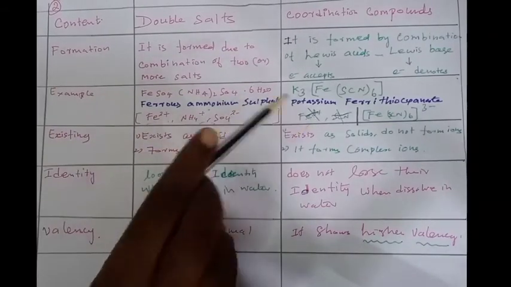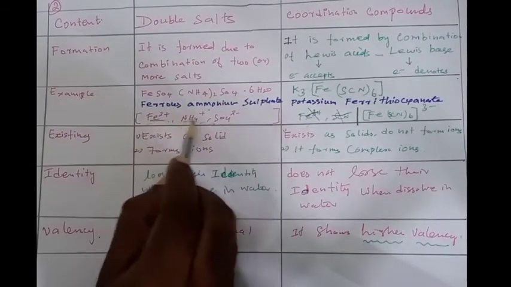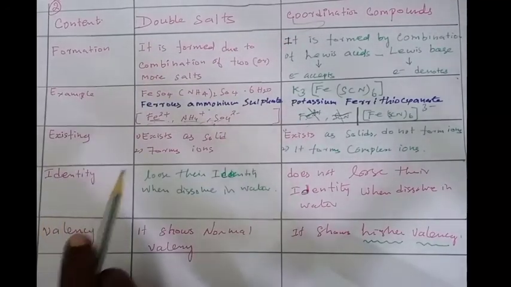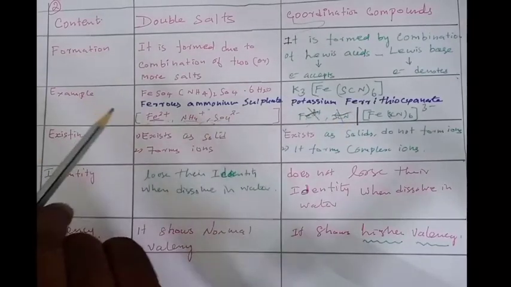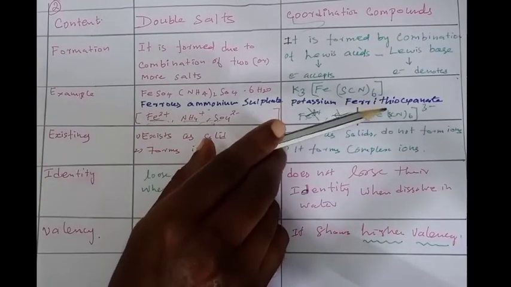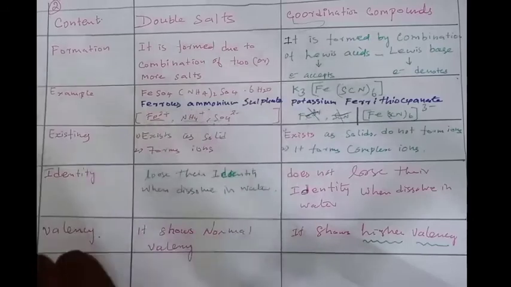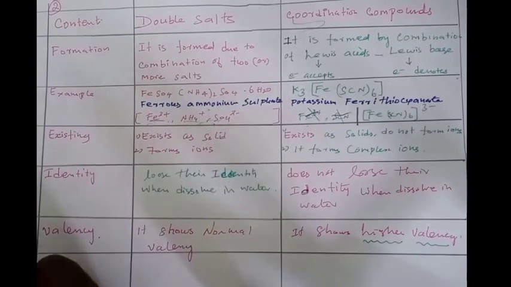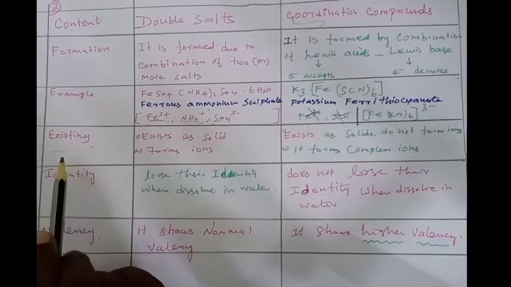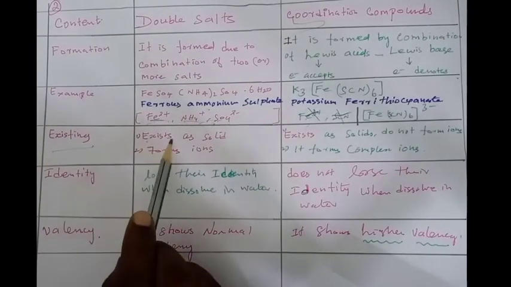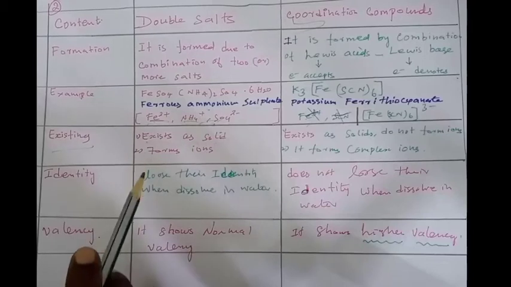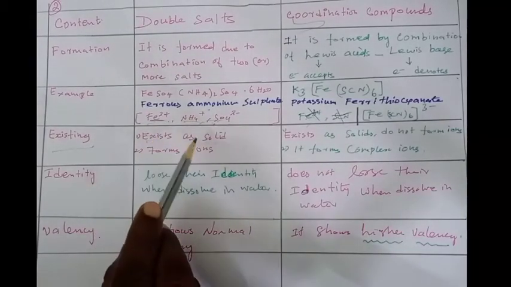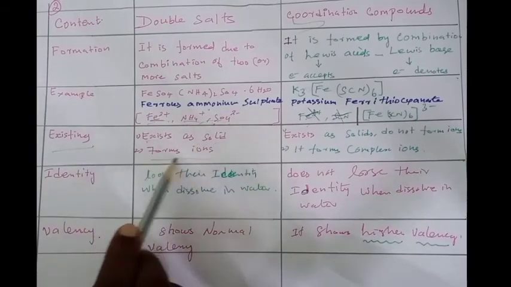These types of ions can form a double salt only, not a coordination compound. So it forms only complex ions. This is a complex ion, Fe thiocyanate 3 minus, when this salt is dissolved in water, that's it. Next, existing. It exists as a solid, it exists in solid, that's it. And when it is dissolved in water, it forms ions.